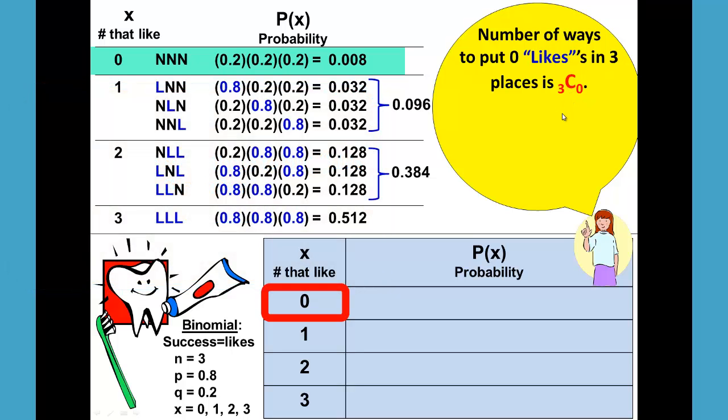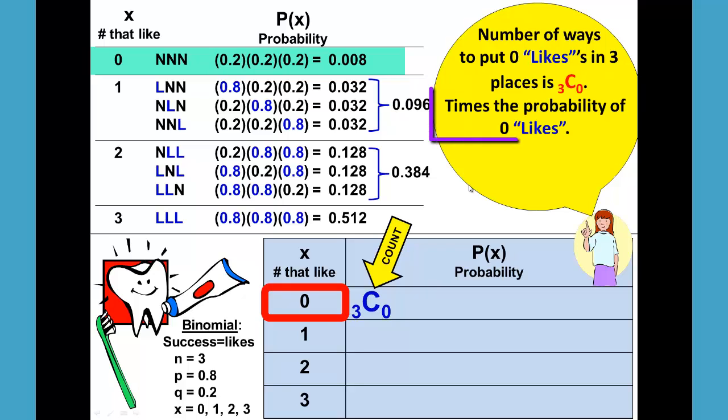You will place this in your calculator when doing your problems: 3C0. And that will give you 1, which will tell you the number of ways to make the arrangements and place the L's in those 3 spots, or the likes in those 3 places. And that is your count. That tells you how many of that probability that you have. And then you want to times it by the probability of, in this case, 0 likes.